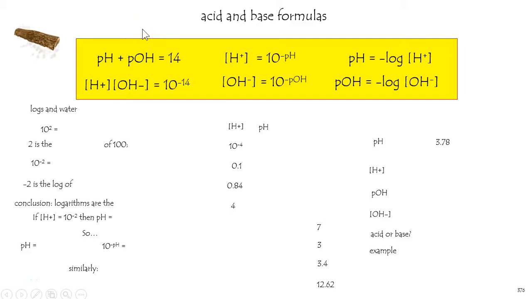Hey, this is Dr. B here, and let's take a look at some acid and base formulas. Here's 6 that get used very frequently. The one that it all starts with is this one right here.